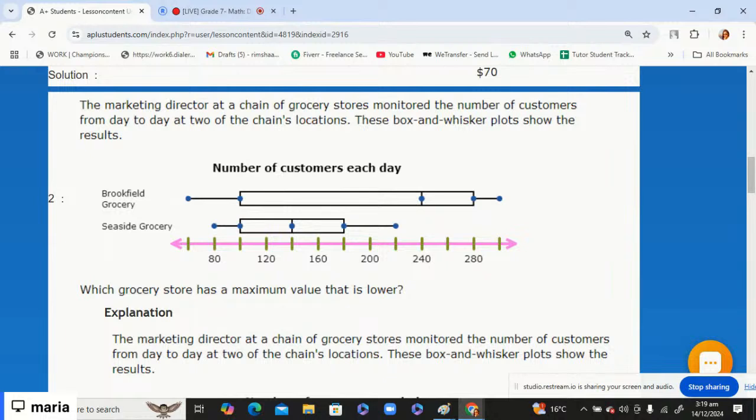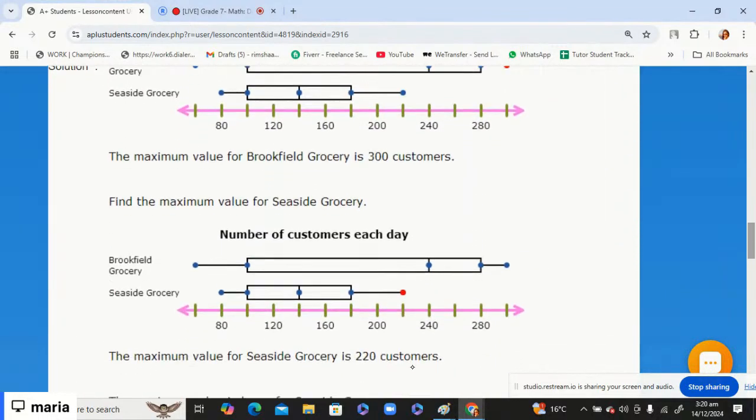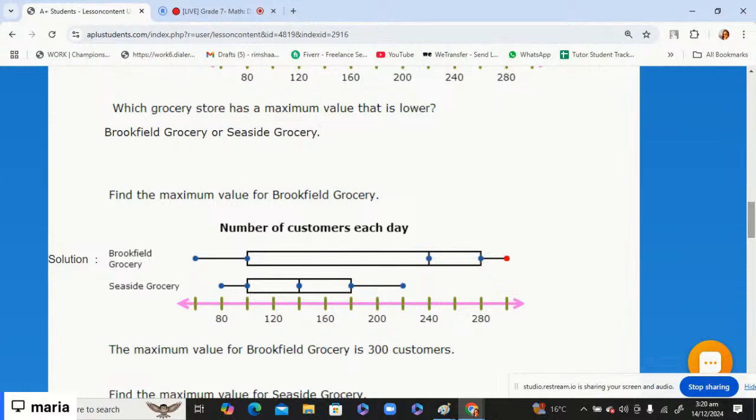20 is the difference here. So now we see which grocery store has the maximum value that is lower. The marketing director at the chain of grocery stores monitored the number of customers from day to day at two of the chain's locations. These box and whisker plots show the results. Okay. So when we see, basically look at here both the groceries. Which grocery store has a maximum value that is lower? Brookfield Grocery or Seaside. So find the maximum value for the Brookfield Grocery.